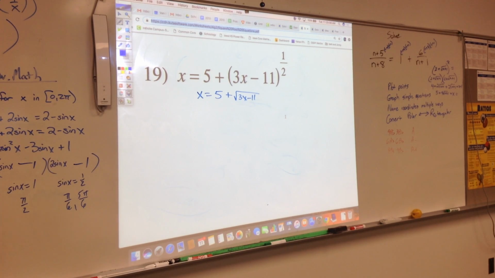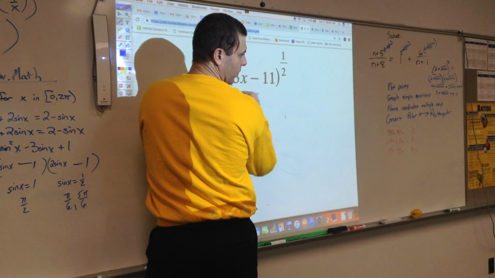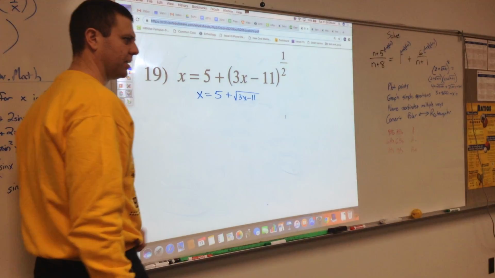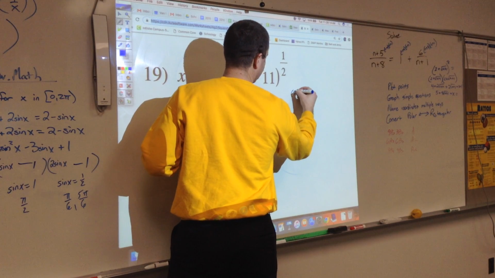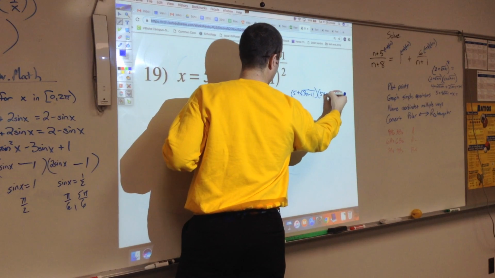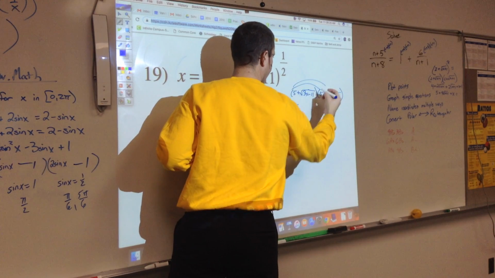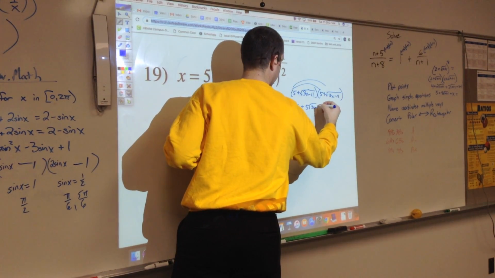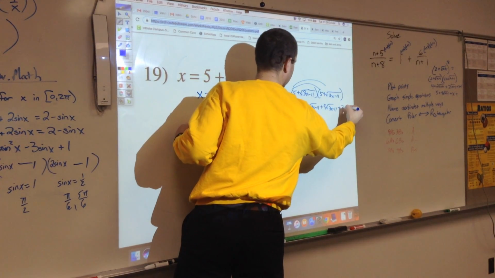What do you want to do? Subtract 5. I would rather subtract the 5 than square it, because if I square it, I have to take this times itself, which will involve a lot of distributing, and you'll still have radicals in it. Real quick, guys, if I take that times itself, you would get 25 plus 5 radical 3x minus 11 plus 5 radical 3x minus 11 plus 3x minus 11.